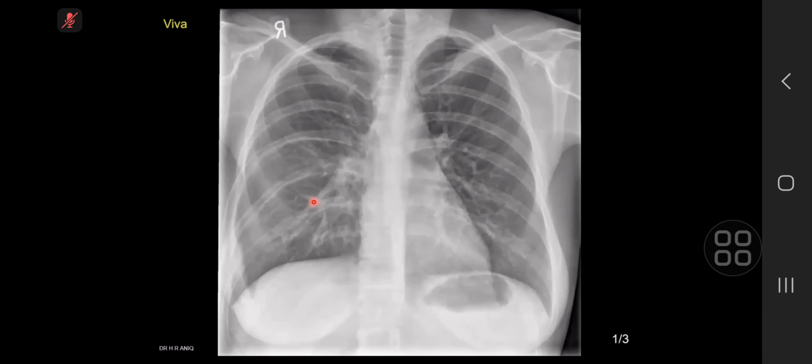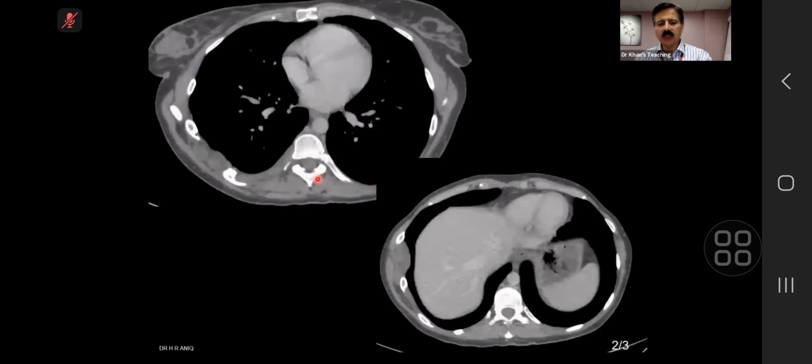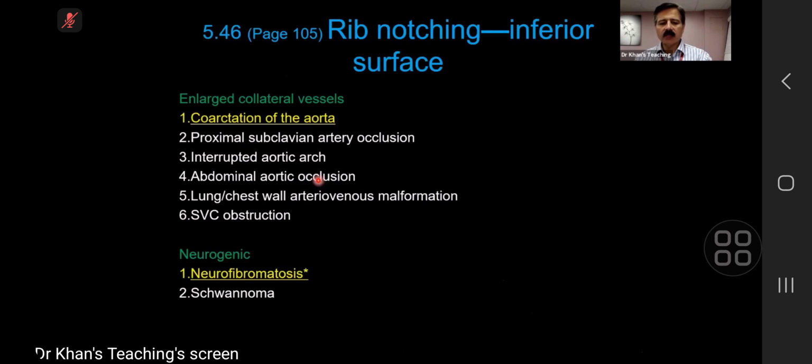Oh, notching. Okay, yeah. Absolutely classical 2B film, where you can see that there is rib notching here, there is rib notching here. You picked this up very well. This kind of finding you will only pick up when we go through your protocol, and ultimately you pick it up. It's a subtle finding. And in this particular case, there were neurofibromas. This is a case of neurofibromatosis, a neurogenic tumor. And the differential diagnosis of rib notching: inferior surface and superior surface, there is a differential diagnosis in your book. So neurogenic is what we are talking about.